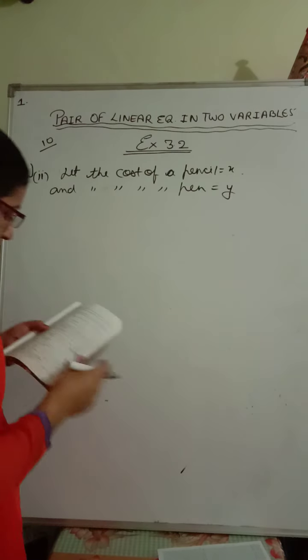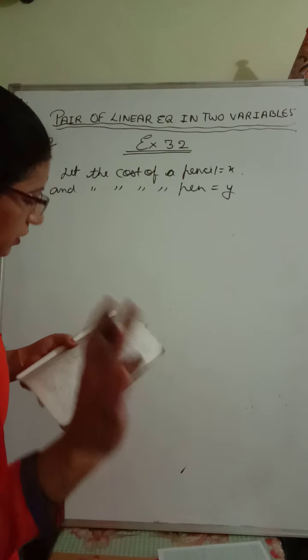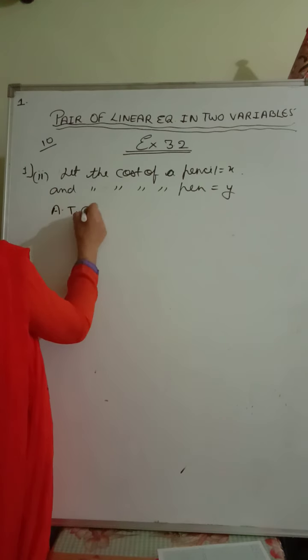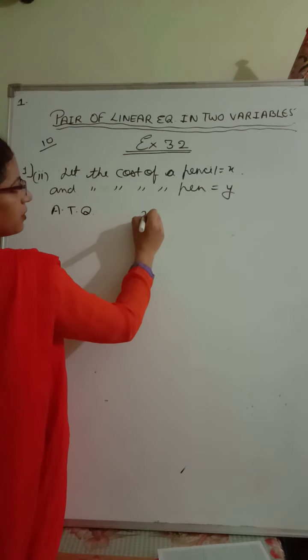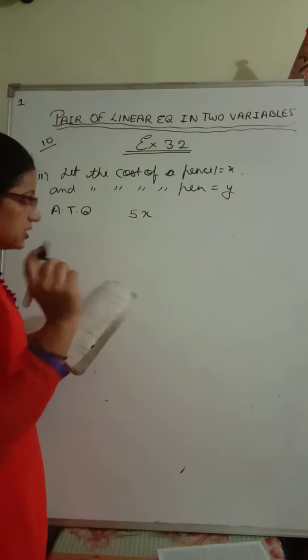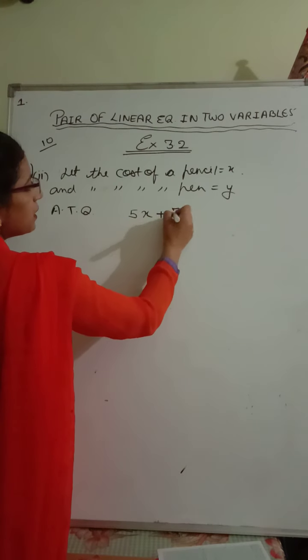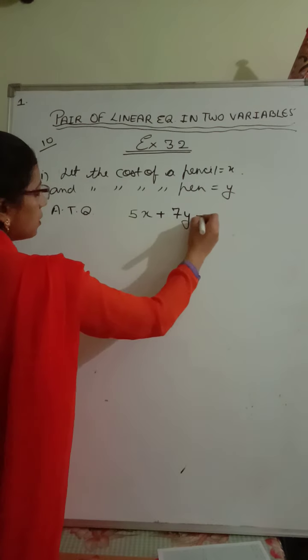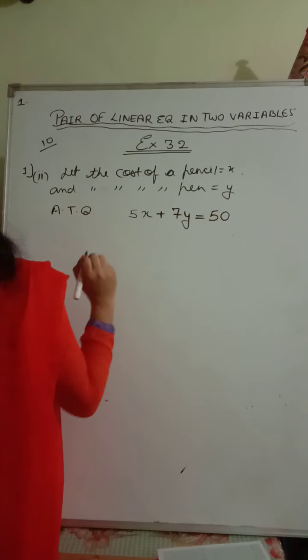So what is given? 5 pencils and 7 pens. Cost of 5 pencils according to the question: 1 pencil costs x, so 5 pencils cost 5 into x. And 7 pens, 7 pens भी खरीदी है. 7 into y. Together their cost is 50.